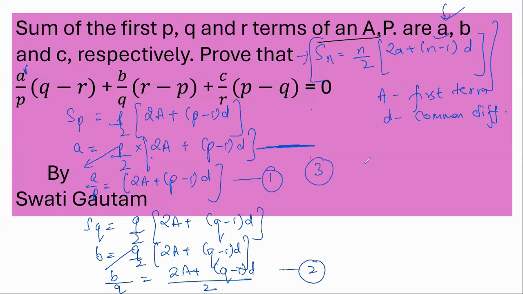Similarly, when I write it for the sum of the R terms, it becomes C over R, which is equal to (2A plus (R minus 1) times D) by 2. This equation I got as the third, when I put the sum for the first R terms. Now if I put the first, second and third equations in the left-hand side of the to-prove part, I will calculate it and I will get 0.